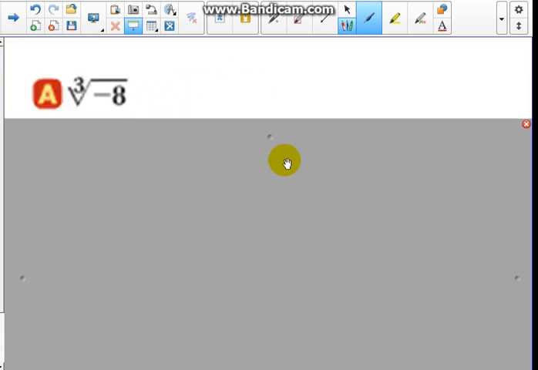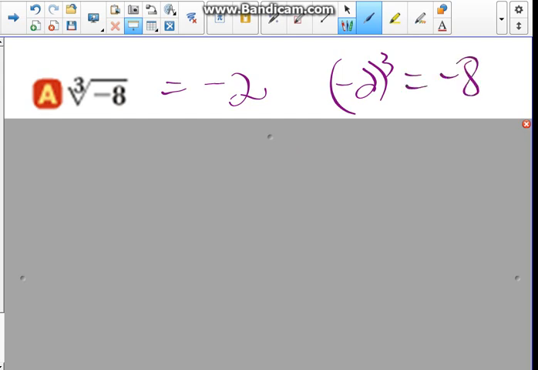So the first one, the real number root, well, we've got an odd index and a negative number. So we know it's going to be a negative 2. One answer. Because negative 2 cubed is equal to negative 8. Right? So we're just reversing the process to find it.